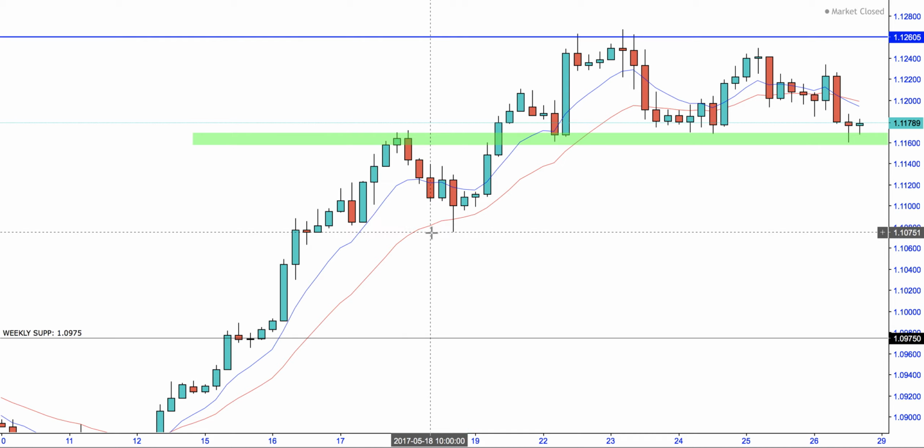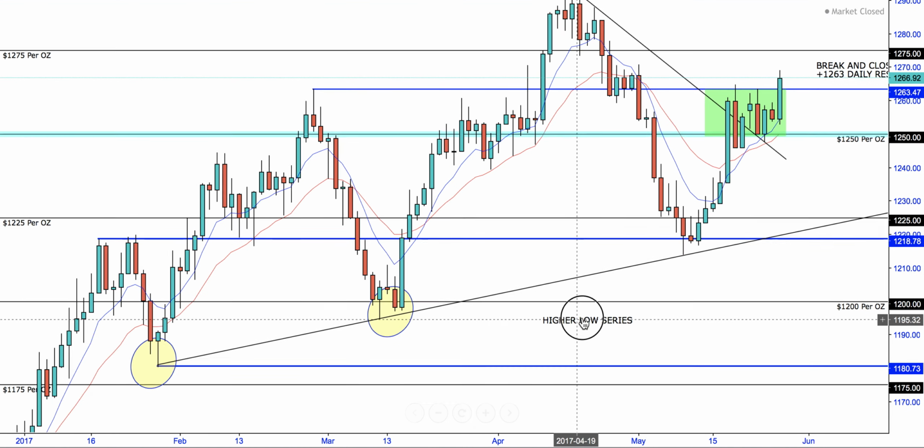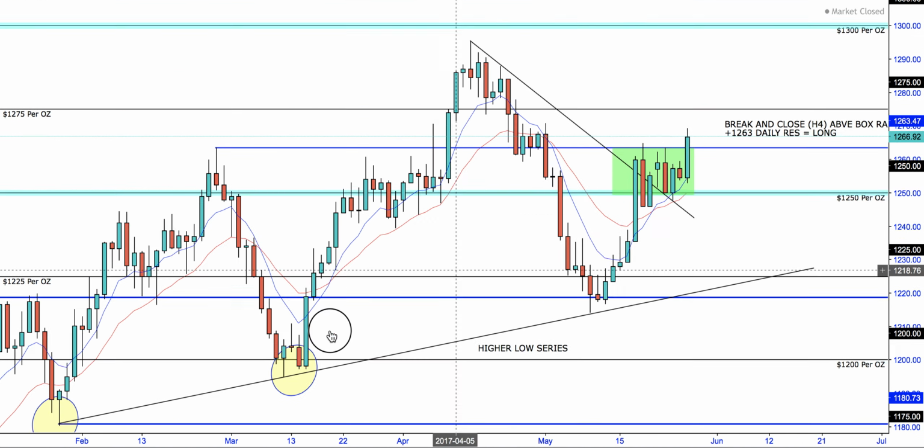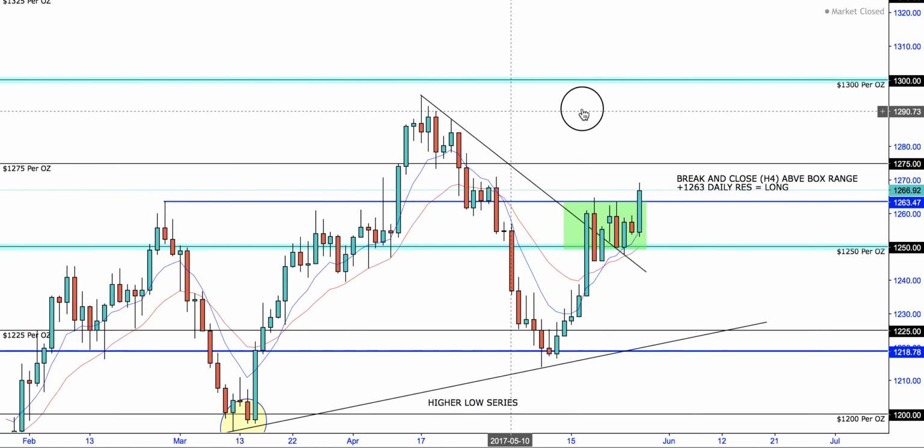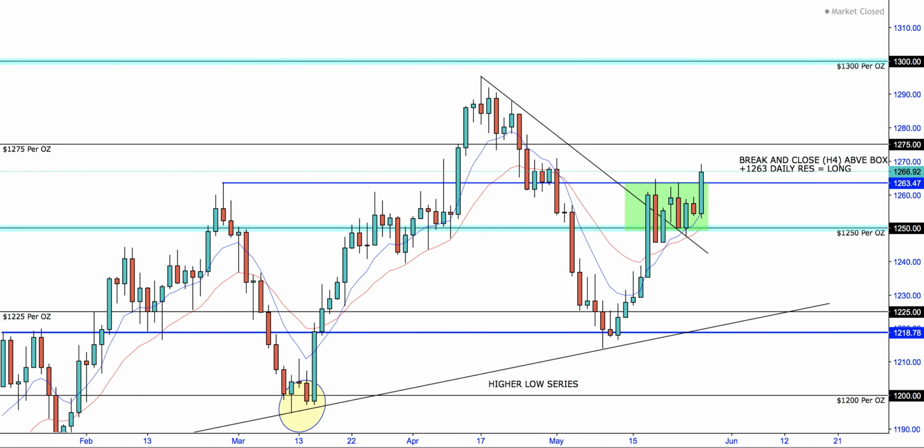So we've just broken out of 1263/1264 resistance. And I'm actually looking for, in this entire price structure over here on gold, we have 1, 2, 3, higher low, higher low, higher low series. I'm actually expecting a new higher high to form past this area into 1300.